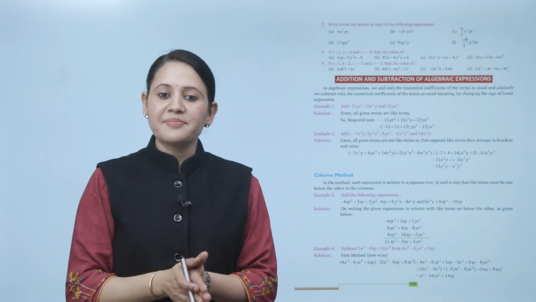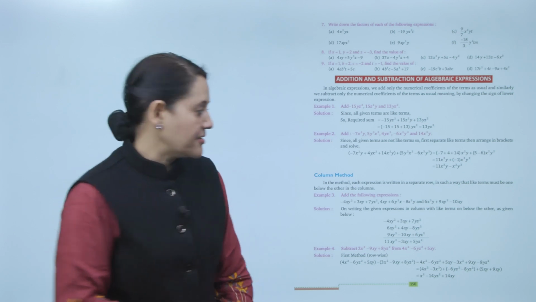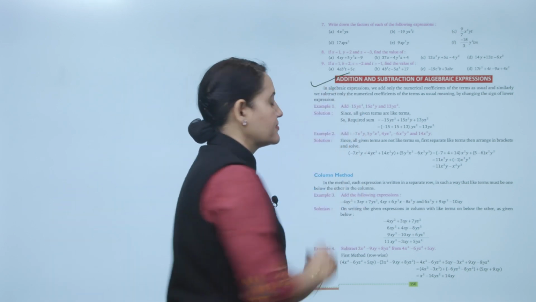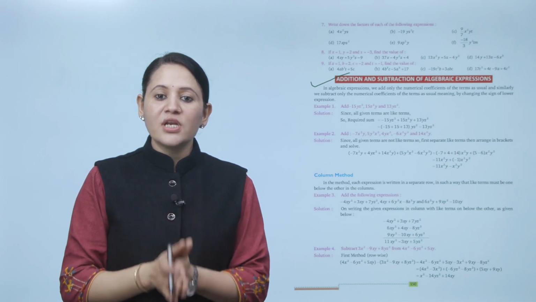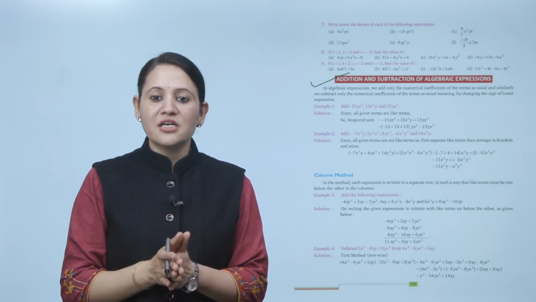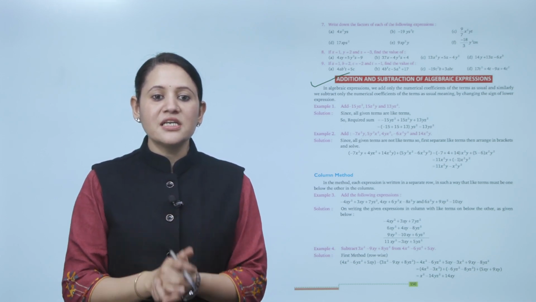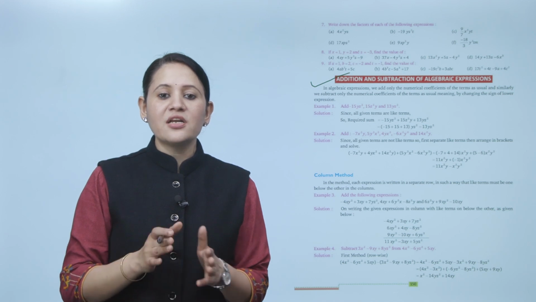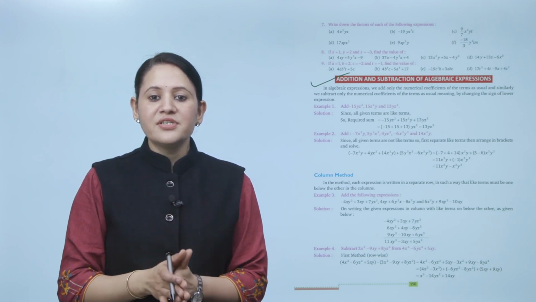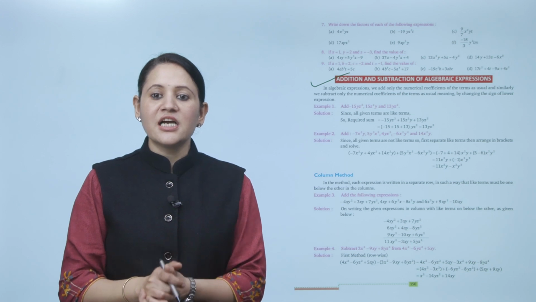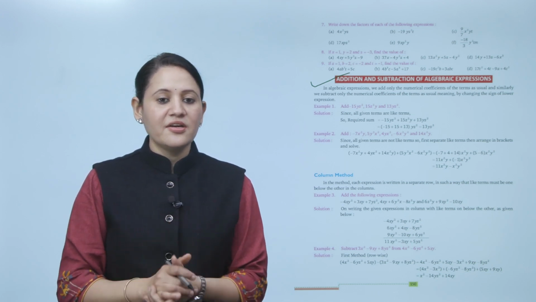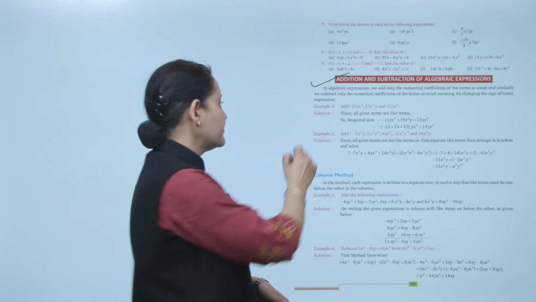Next is addition and subtraction of algebraic expressions. In algebraic expressions, we add only the numerical coefficients of the terms as usual, and similarly we subtract only the numerical coefficients of the terms as usual, by changing the sign of the lower expression. We'll take an example.